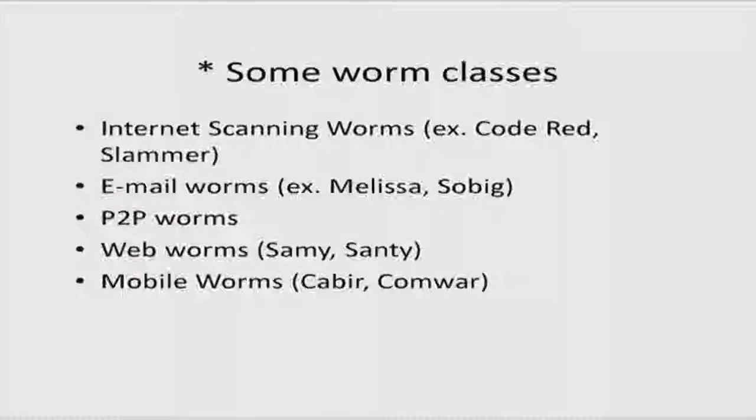So as far as worms are concerned, there are very interesting classes of worms. One is the internet scanning worm, and good examples of these are Code Red and Slammer. We'll consider one case study of the Code Red worm. Email worms like Melissa and Sobig, then P2P worms, web worms like Sammy and Sandy. The Sammy worm, for example, exploited an XSS vulnerability. And then mobile worms like Cabir and Comwar.